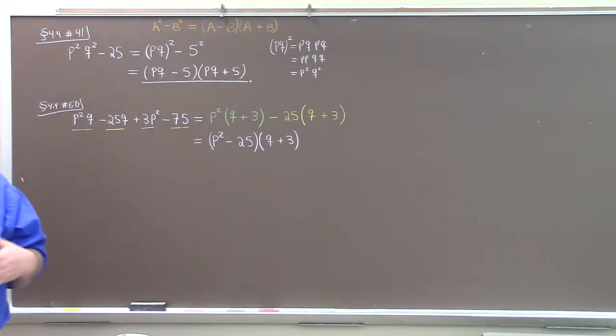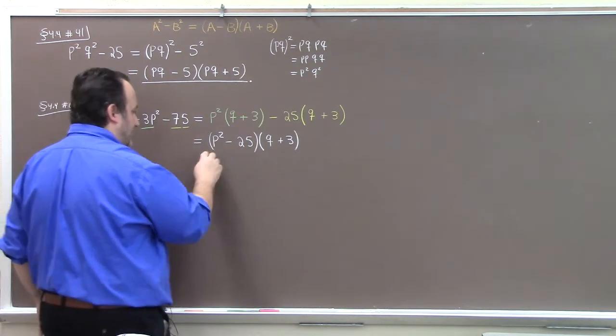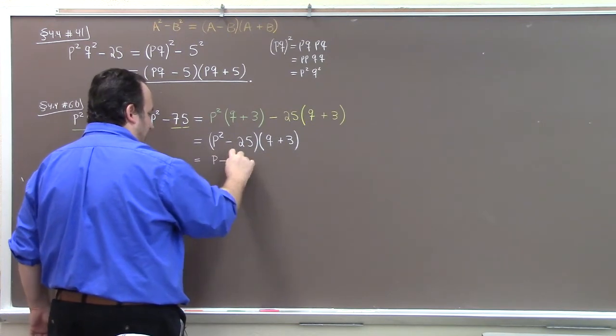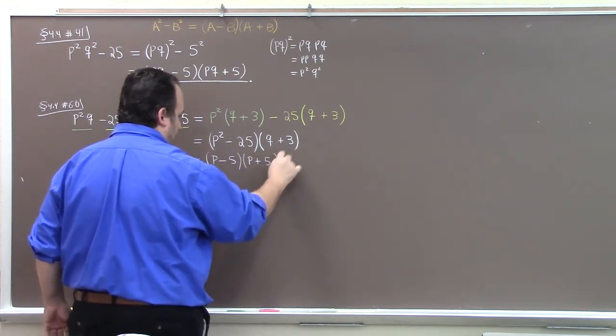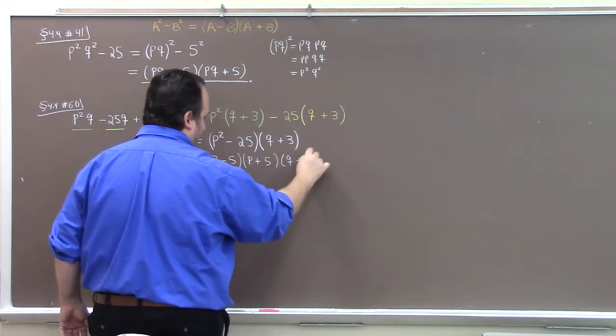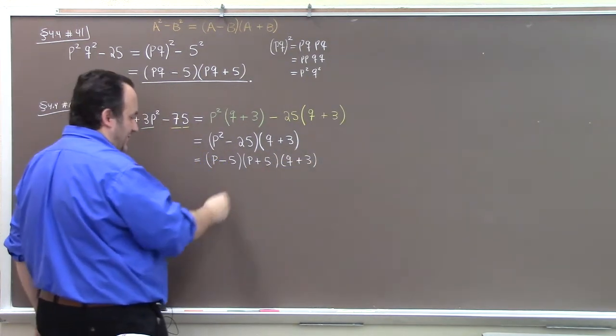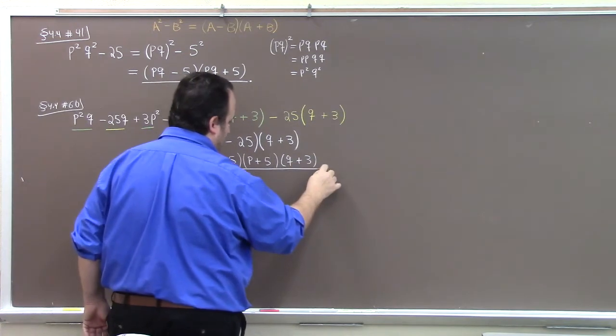Am I done? Well, I'm not done yet, right? I can do a little bit better. See, because p squared minus 25 is really the difference of squares again, right? So this we can factor into p minus 5 times p plus 5. Once you've got all linear factors, you're done. You can't go farther than that.